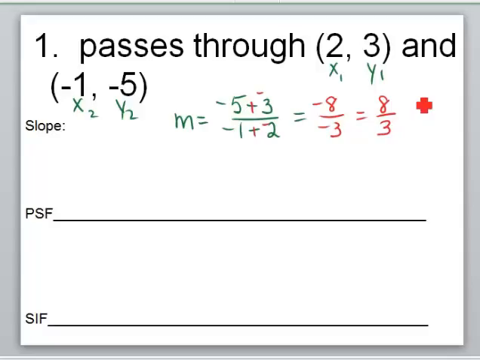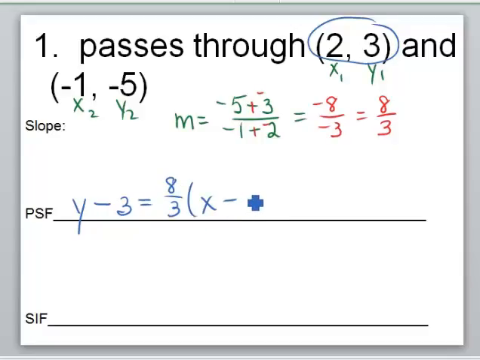Then what we're going to do is pick a point, and I'm going to go ahead and just select this point right here because it's all positives, and I'm going to write it in point-slope form. Y minus my y-coordinate 3 equals 8/3 times x minus my x-coordinate, which is 2.